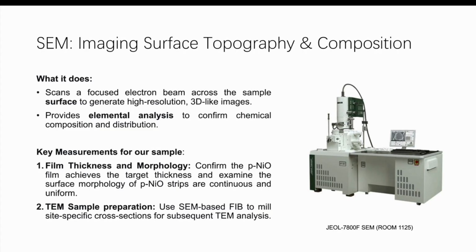Specifically, we will be using it to confirm whether the P nickel oxide film achieves the target thickness to ensure consistent electrical properties. Also, we will examine the surface morphology to verify that the P nickel oxide strips are continuous and uniform. Second, we utilize the SEM-based focused ion beam module to mill and lift out site-specific cross-sections. This process is essential for preparing electron transparent samples for subsequent TEM analysis.